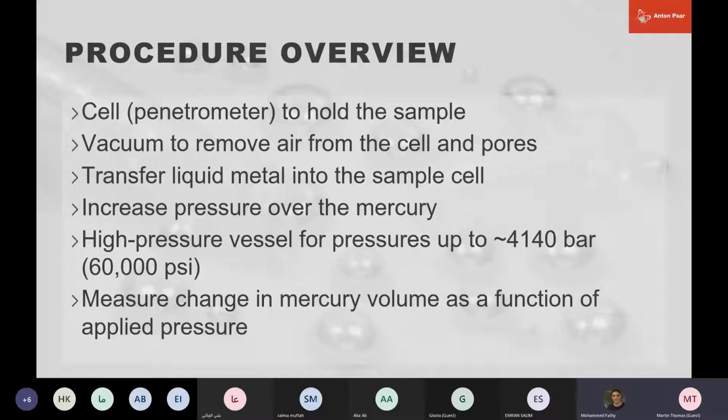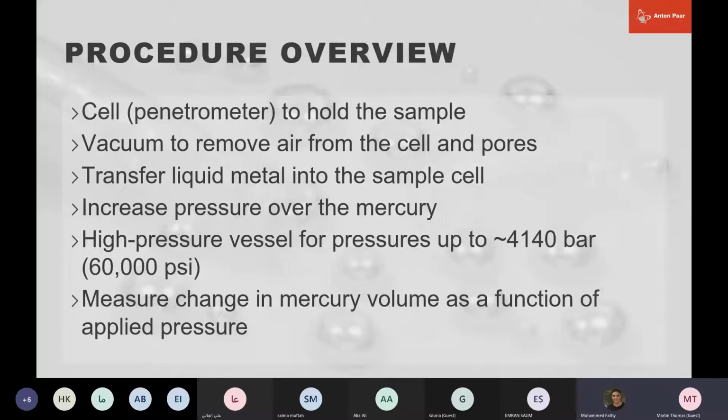The sample cell with a sample in it has to be evacuated to remove air from the inside of the sample cell and from all of the pores. And this is a programmable feature. I'll show you that in terms of how long it might take to evacuate a sample. A lot will depend on how large your sample is and how tight the pore structure in your sample is. And then the instrument, the Poremaster, has to transfer the liquid mercury into the sample cell.